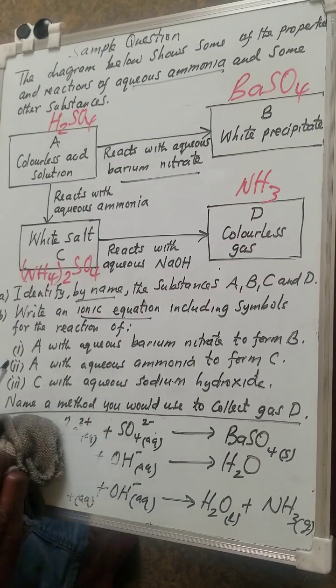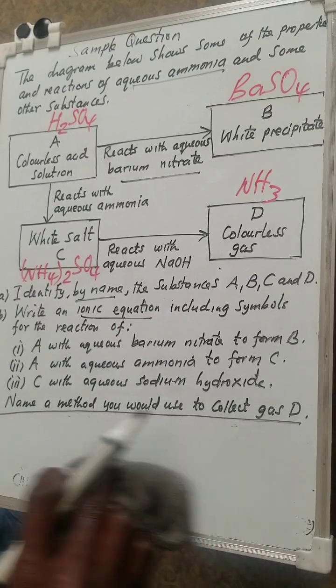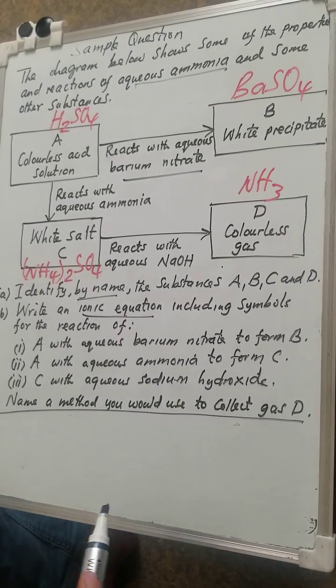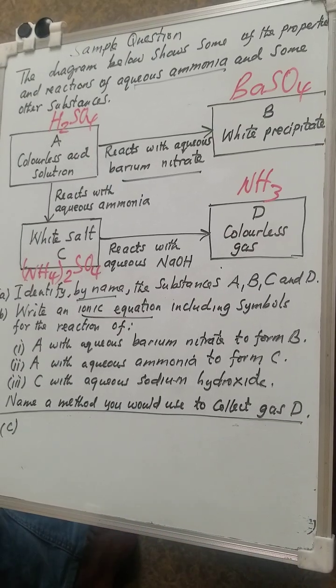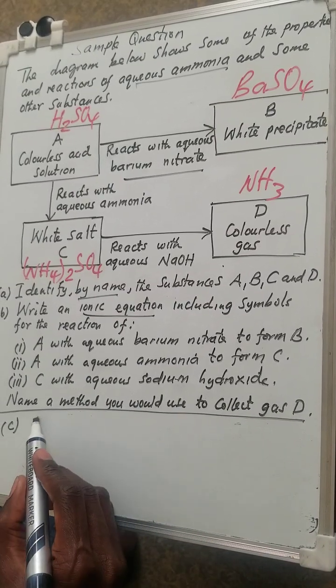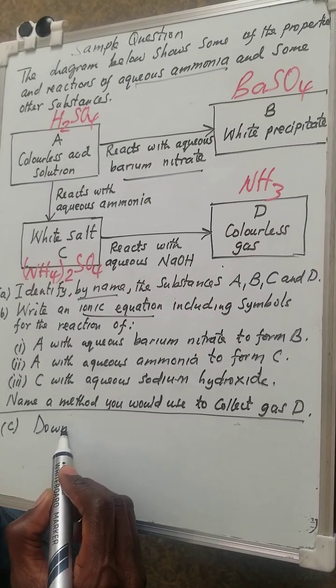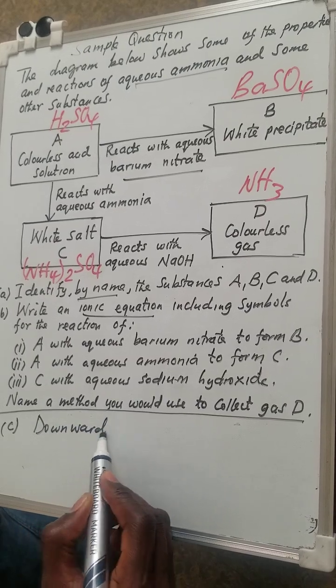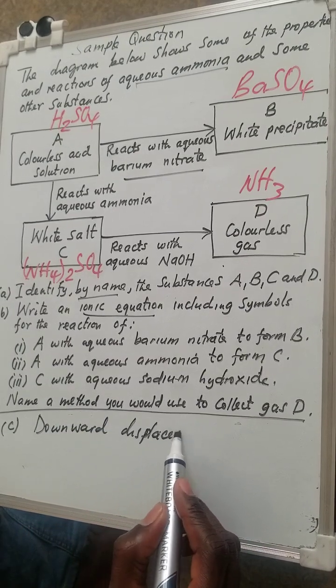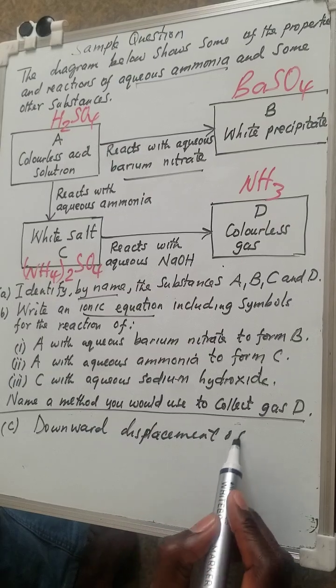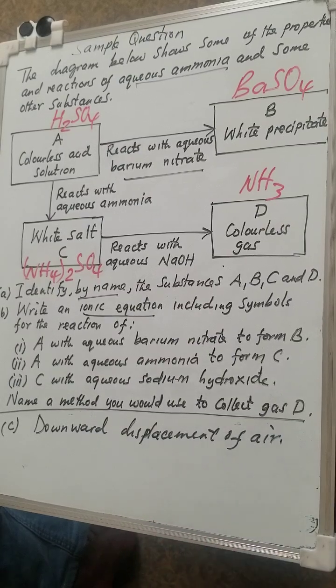Then the C part says name a method you would use to collect the gas. We have talked so many times about ammonia. How is ammonia collected? You can use what we call downward displacement of air. So downward displacement of air is the method that is going to be used.